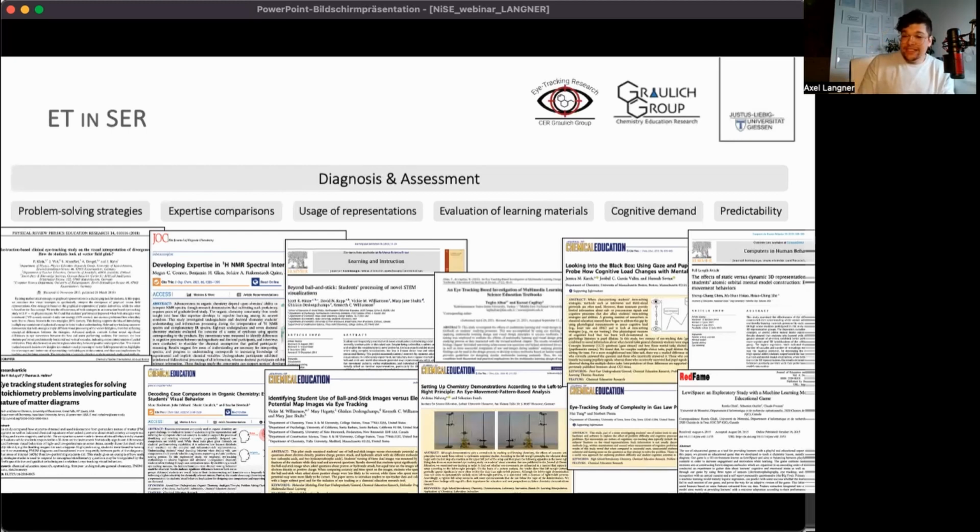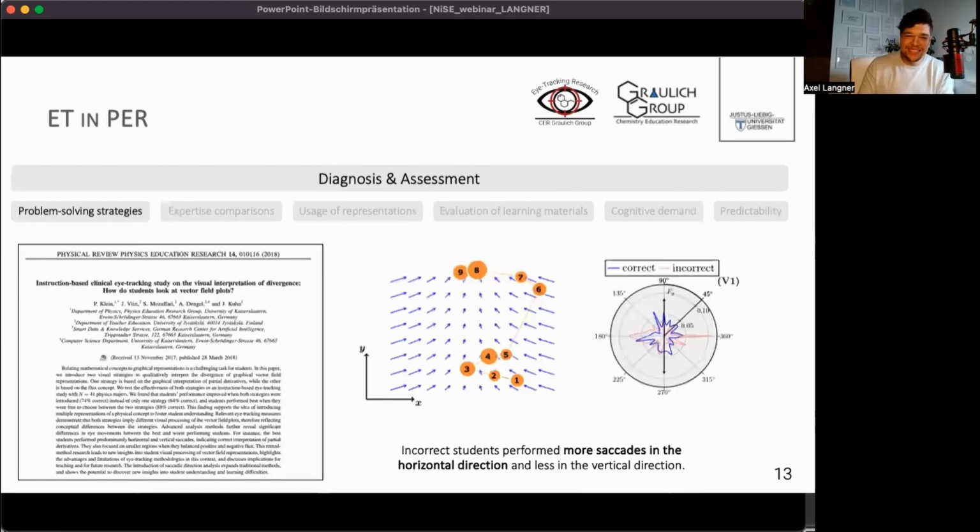And another theme is the predictability of eye tracking data. Can we use eye tracking data to infer how good a student is, or how well they will perform in a specific test, or whether they will be successful in solving the task or not? So a lot of things happened here, and I brought you some examples. Here we have an example about problem-solving strategy.